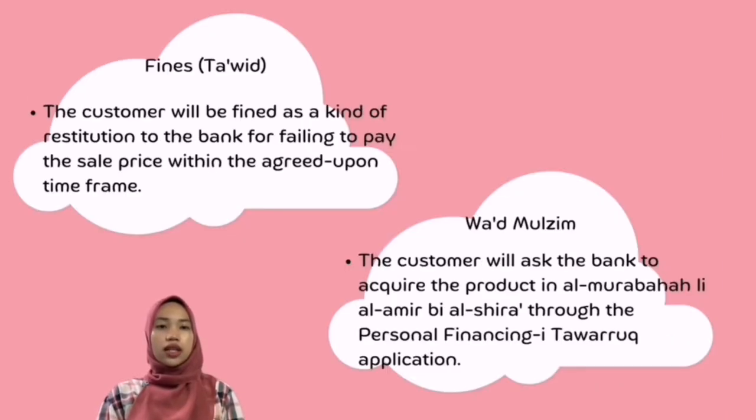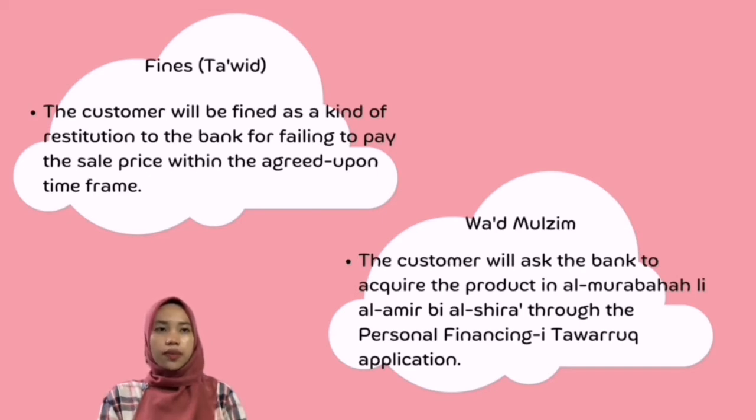Second is fine or ta'wid, which means the customer will be fined as a kind of restitution to the bank for failing to pay the sale price within the early refund time frame. Fines were also imposed to ensure that the clients are always aware of their responsibilities and that the bank is not harmed. The customers who are late paying after 14 days from the payment period set for each month will be charged a penalty of 1% of the monthly installment payment at BIMB. The fine will be calculated using the computer system at the bank.